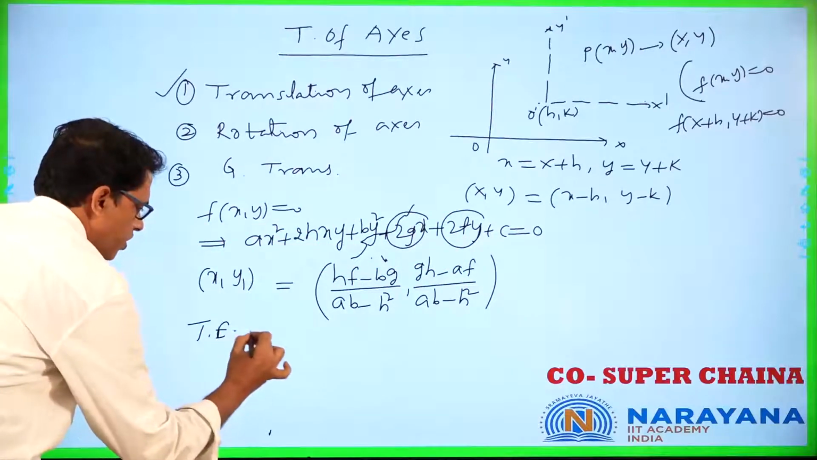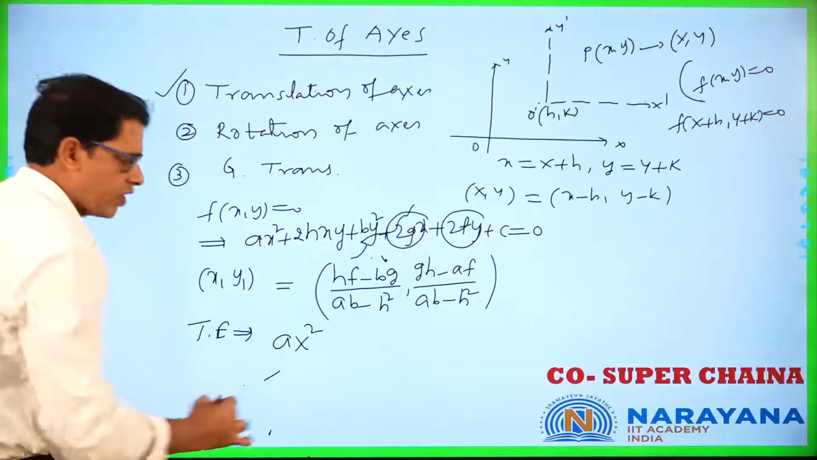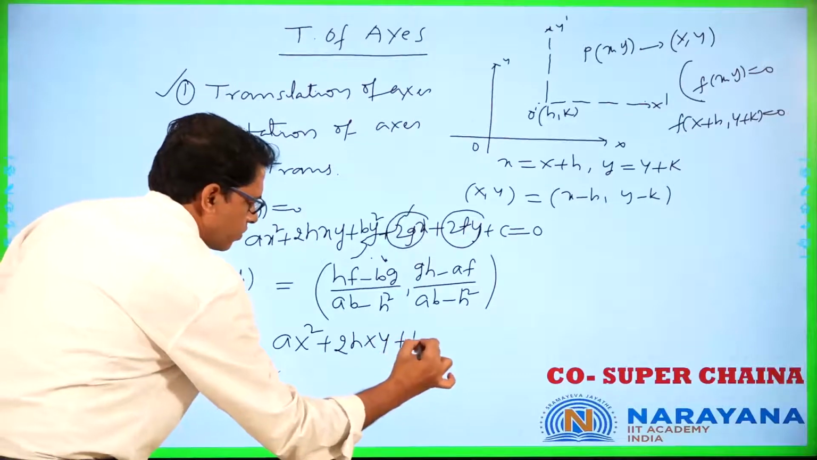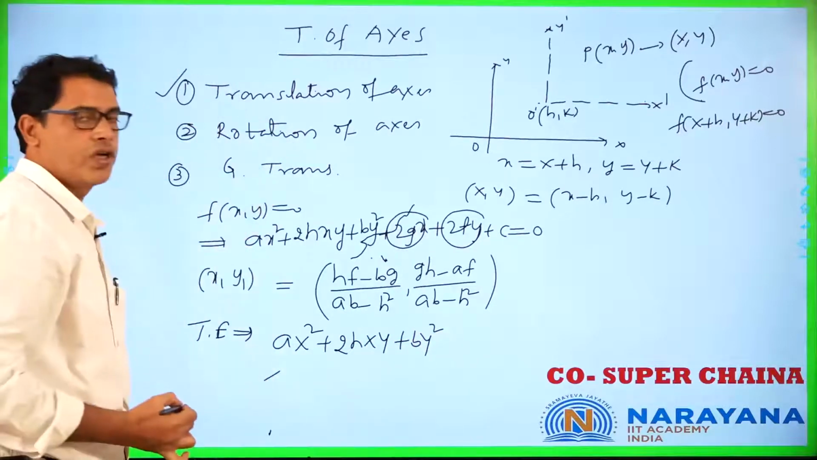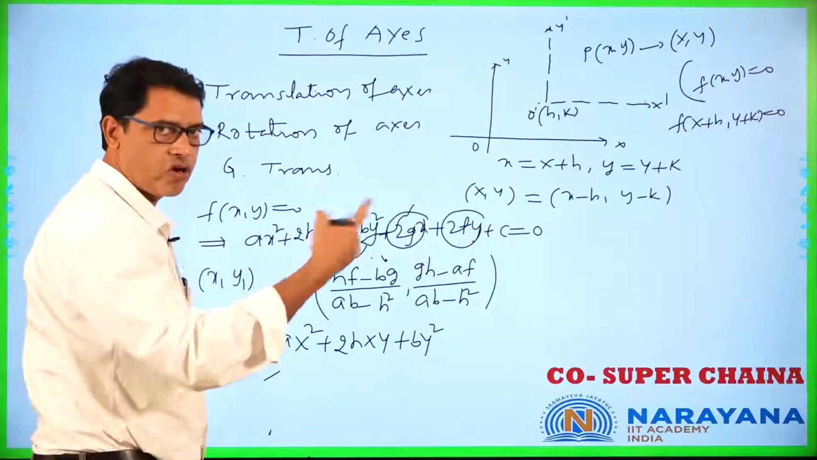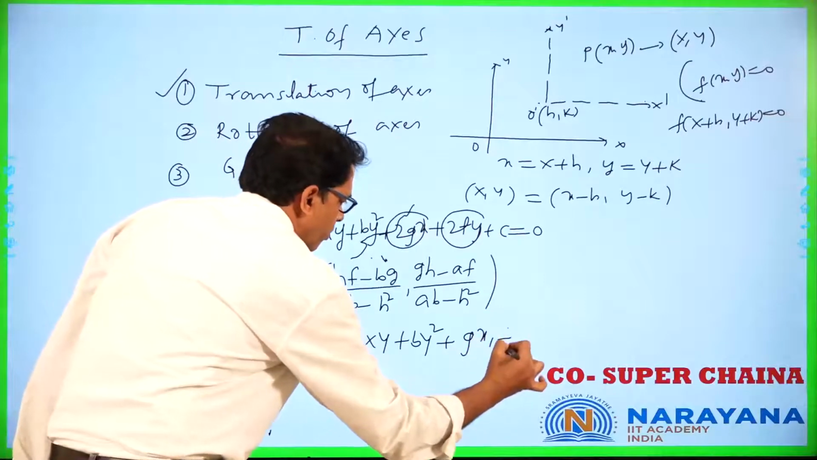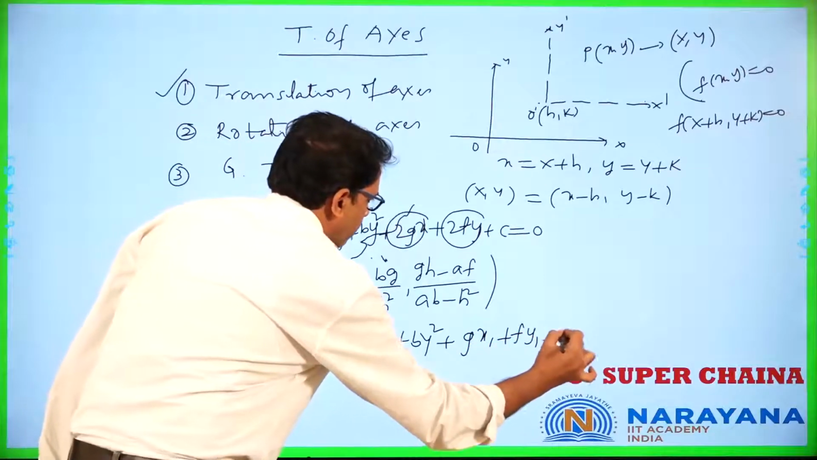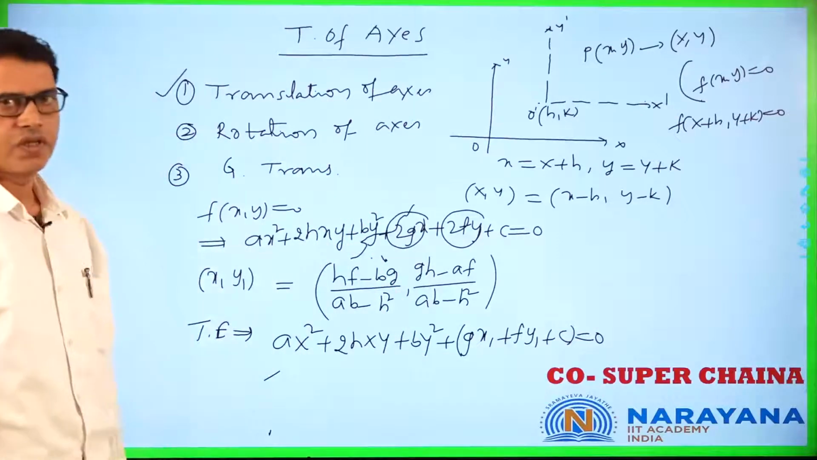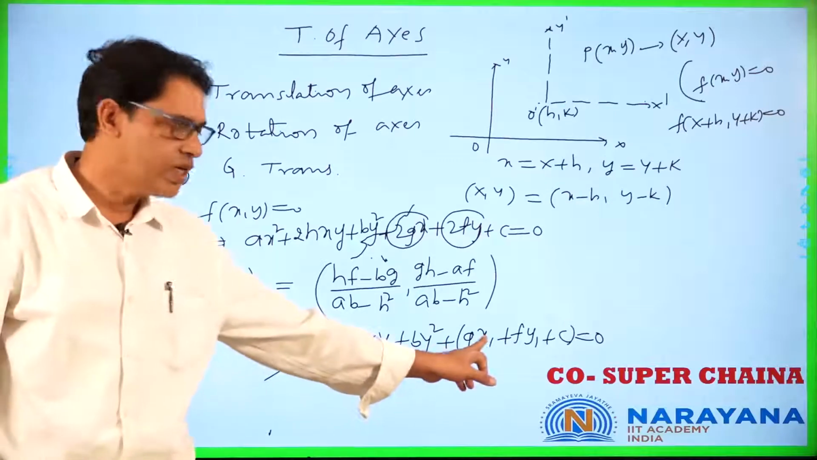So the transformed equation implies ax square plus 2hxy plus by square. It should not contain x term and y term. So we have a constant. So the constant is gx1 plus fy1 plus c equals 0. So this is the transformed equation. Okay, so you see there is no x term and no y term.